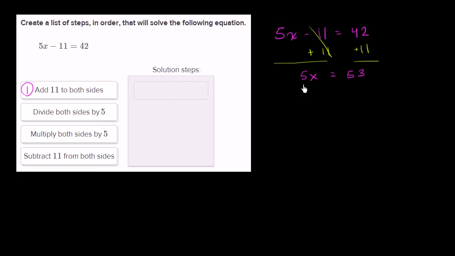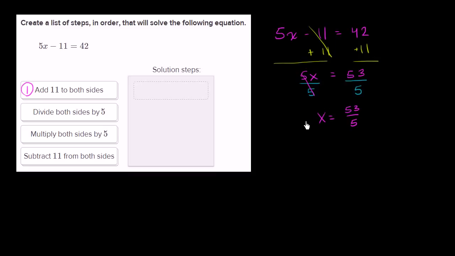Well, what's the best way to just have an x here on the left-hand side? Well, I could divide 5x by 5. That would give me x. But once again, if I want these two things to be equal to each other, I have to do the same thing to both sides. So I have to divide 53 by 5 as well. And then I'll be left with x is equal to 53 over 5. And I am done. I have solved for the x that satisfies this equation.